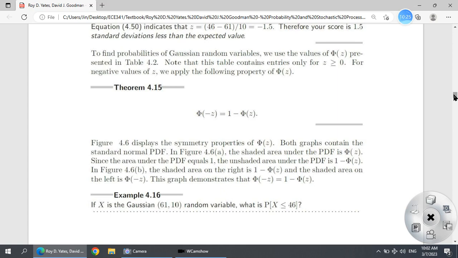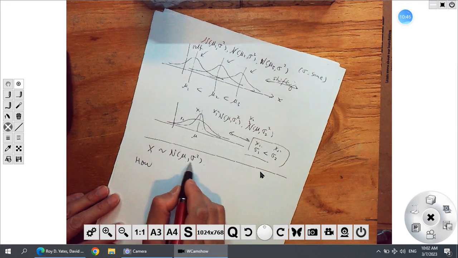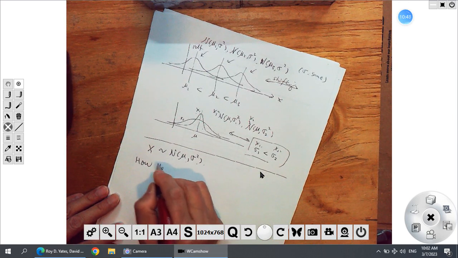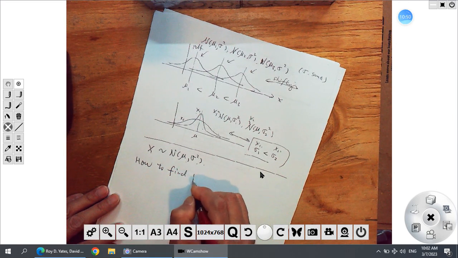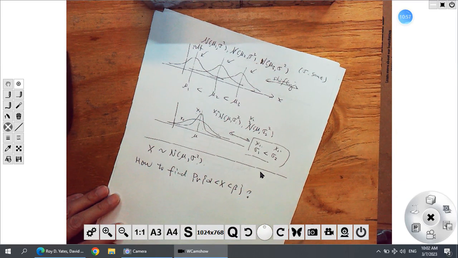Then how do we calculate? We know a distribution, and we want to calculate. The important thing is how to find the probability. Suppose X has a normal distribution with mu and sigma square. Now how do we find the probability, like alpha smaller than X smaller than beta? How do we calculate this?